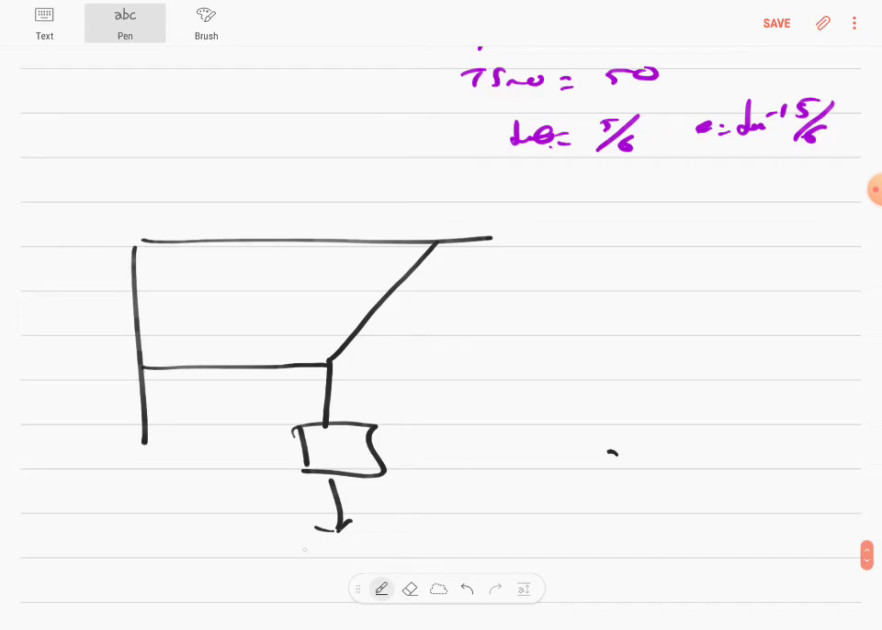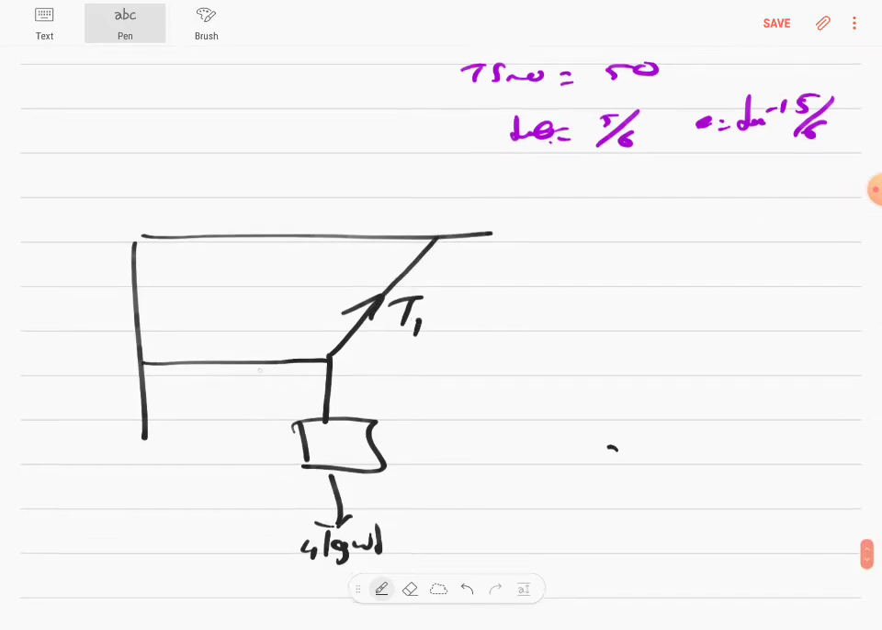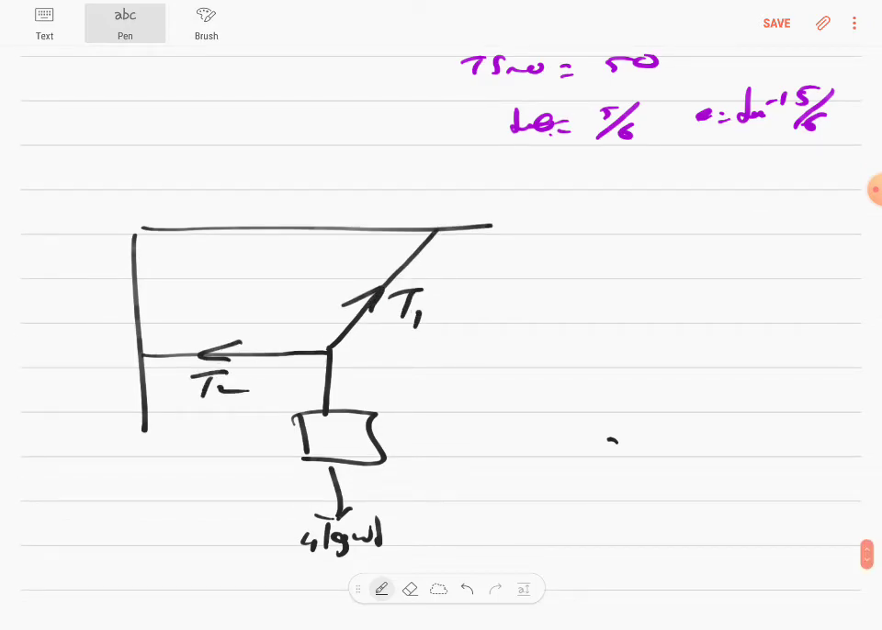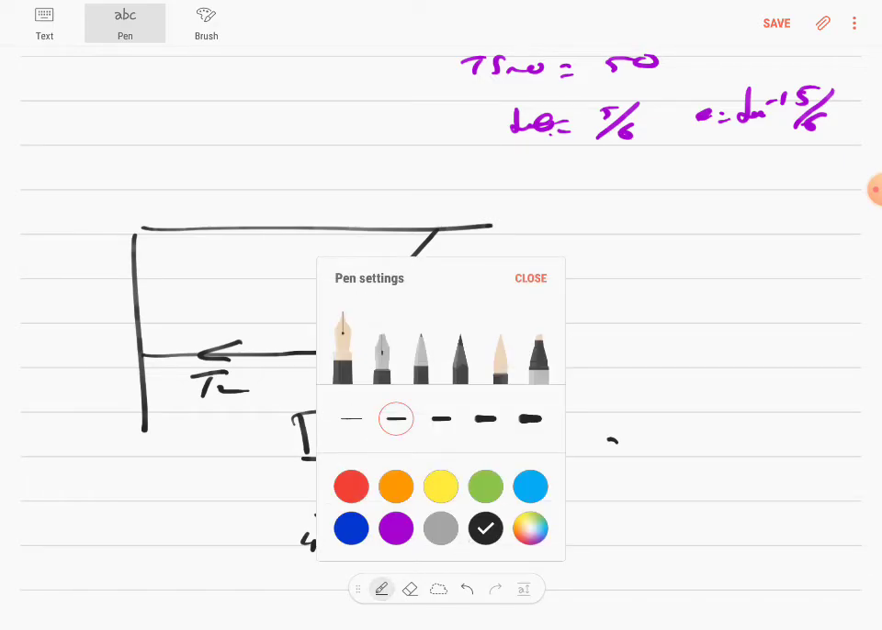The block is 4 kg weight. You know that there is a tension T1 like this, and there will be a tension T2 like this, two different threads obviously. So then you can break this down into components. Okay, so the first thing we can do is, what is the question?